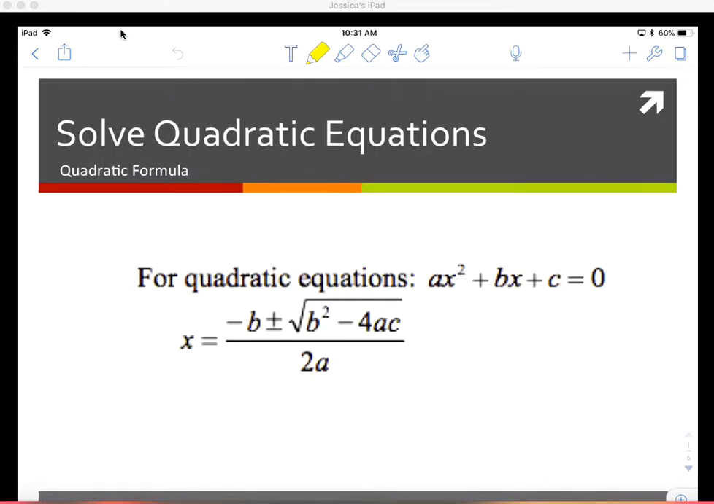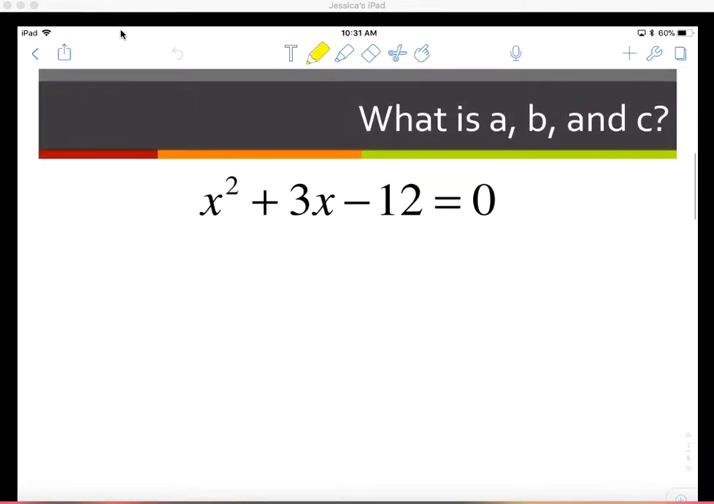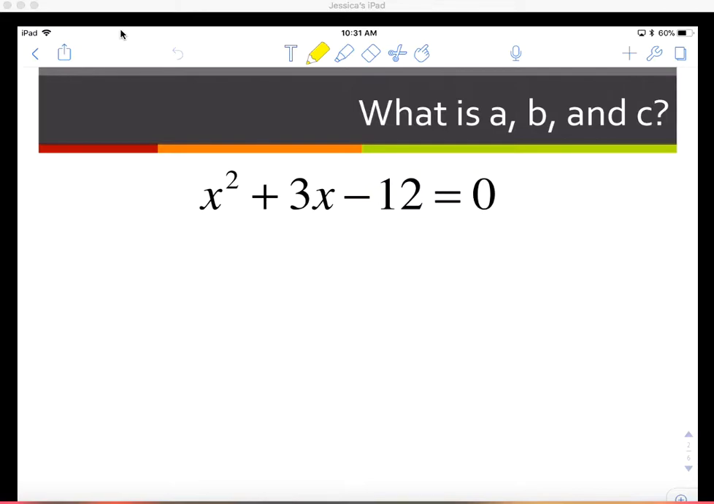I know it seems kind of silly at first, but the song actually really does help you memorize it. So play it a couple times, sing it to yourself, use that song to help you get to know this formula. In order to use this formula, first you have to know what a, b, and c are.